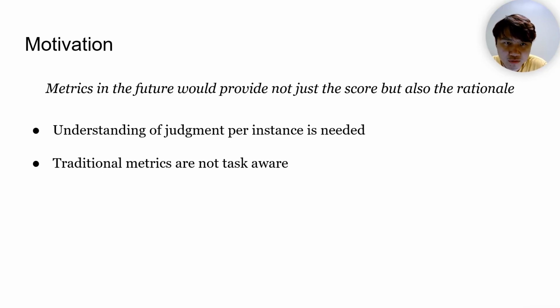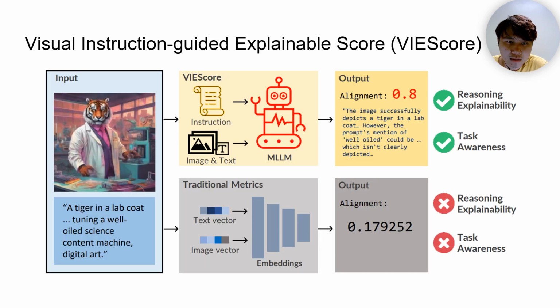Our motivation is that we believe the metrics in the future will provide not just the score, but also the rationale. We want to enable the understanding of each judgment, and we also notice that the traditional metrics are not task-aware, which means they cannot be broadly adapted into different tasks. This implies the traditional metrics lack task awareness and reasoning ability. To address this issue, we propose VIEScore, known as Visual Instruction-guided Explainable score, to tackle both downsides.